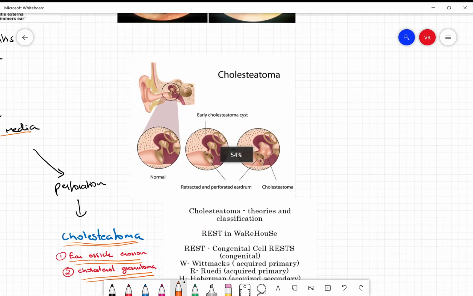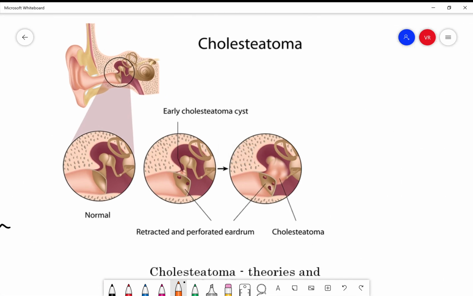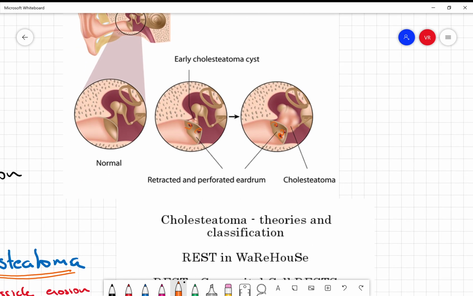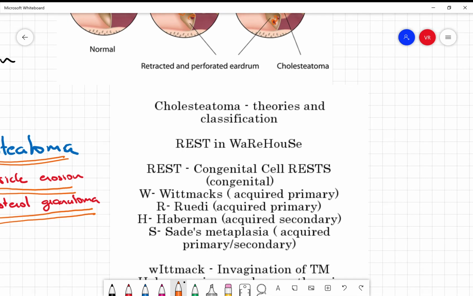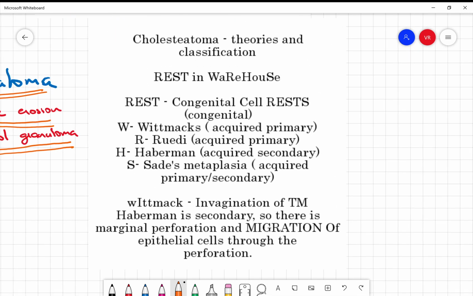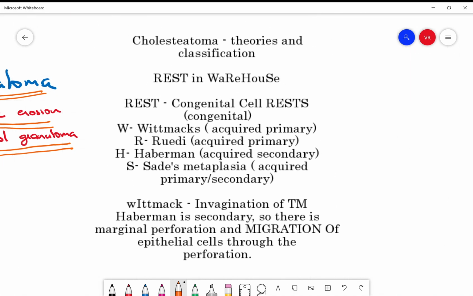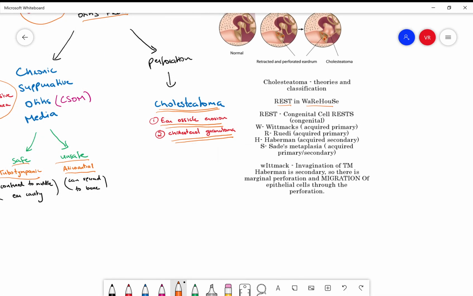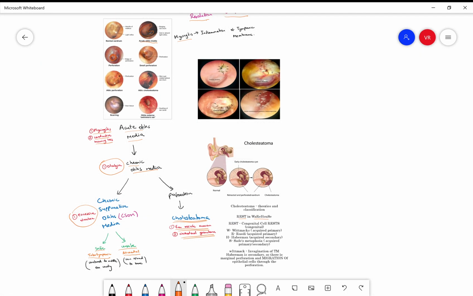So this is a photo showing cholesteatoma. So you're going to have perforations over here. These perforations are going to end up with granuloma formation, which is not good. So there are different theories and classifications of cholesteatoma. So the mnemonic for it is rest in warehouse. That's clearly given in this picture over here. You can just pause the video and look at it. So that would be a general idea of all the middle ear diseases.